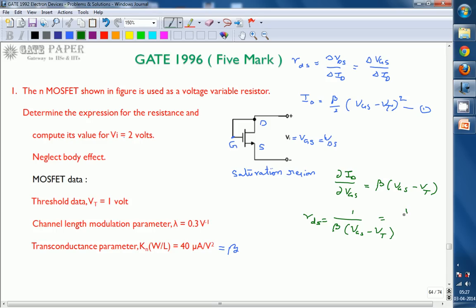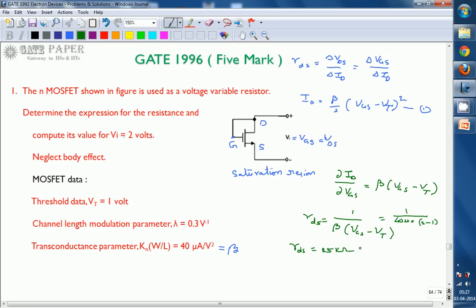Here the RDS value is going to be this much. It has given 1 by 40 microamperes per volt multiplied by (VGS minus VT). VGS is given as 2 and VT is 1. So the RDS value you will get is around 25 kilo ohms, for the given VI equal to 2 volts. The expression for RDS is 1 by beta times (VGS minus VT). This is the expression for the resistance.